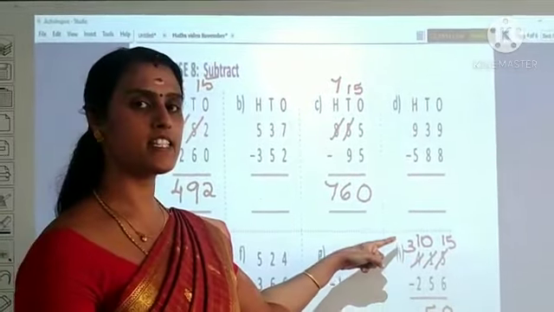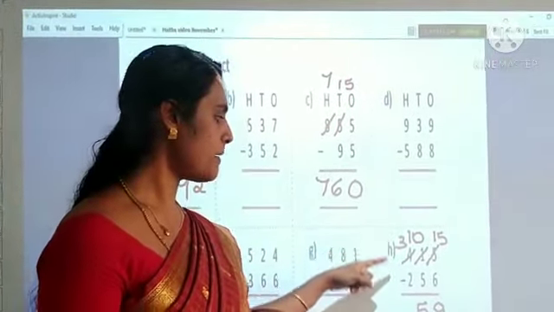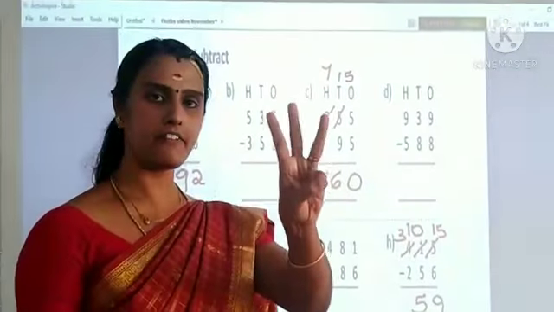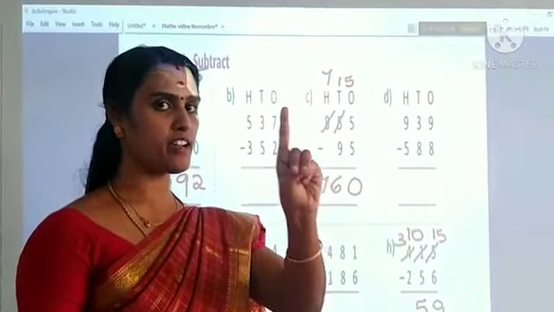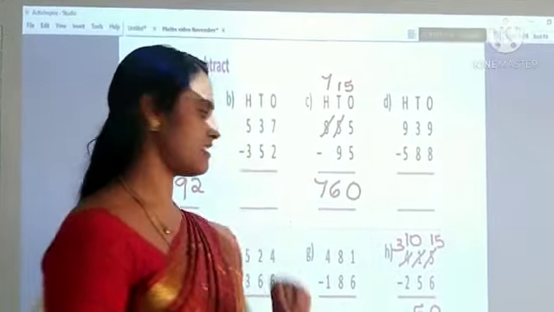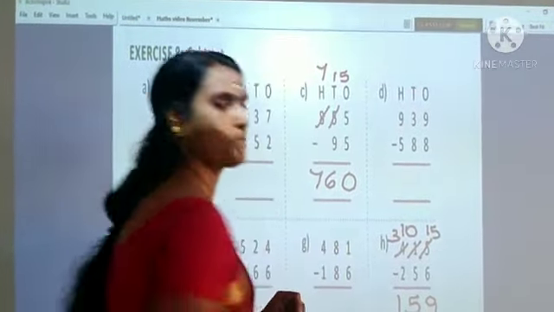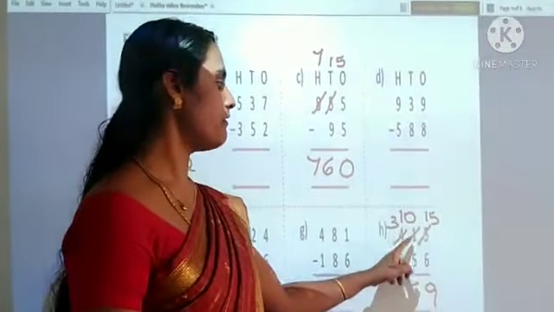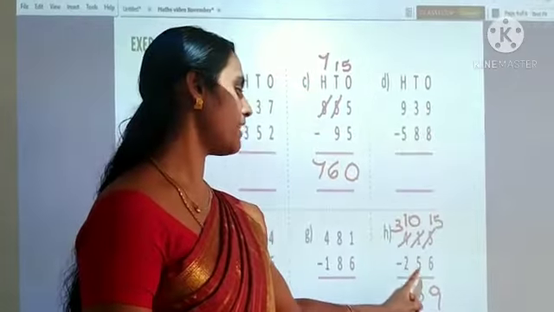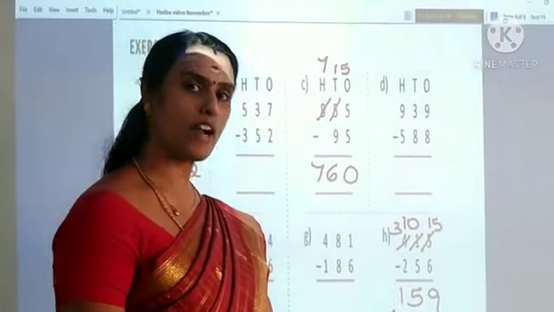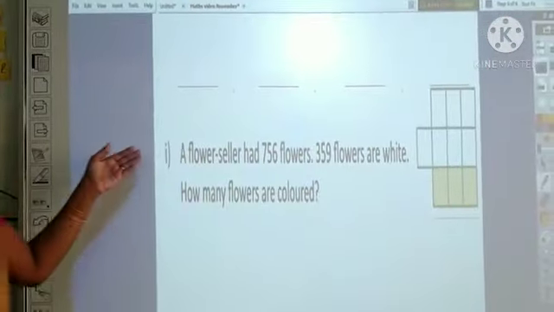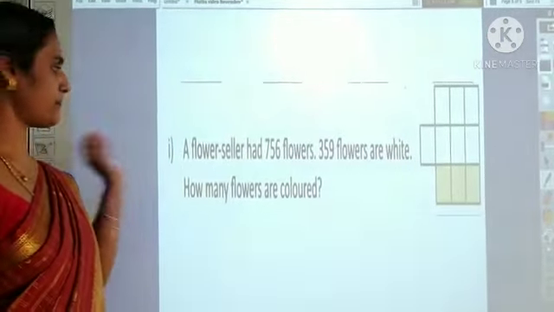See the next place? 3. 3 minus 2. Open 3 fingers, close 2 fingers. What is left? 1. So the answer is 1. Okay? So 450 minus 256. The answer is 159. Now let us do the story sum.